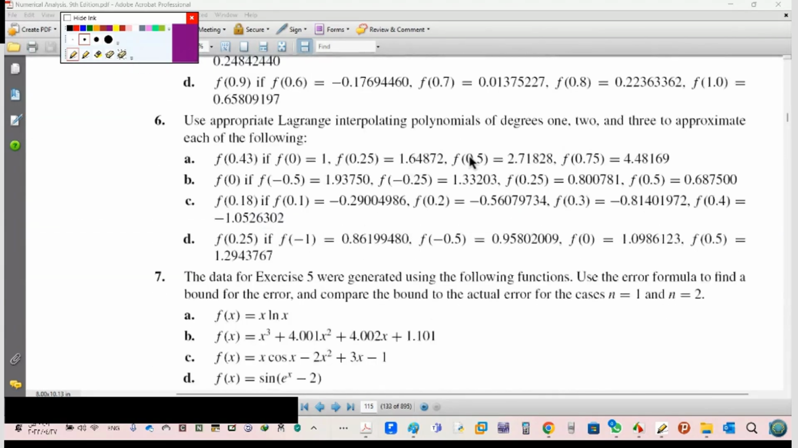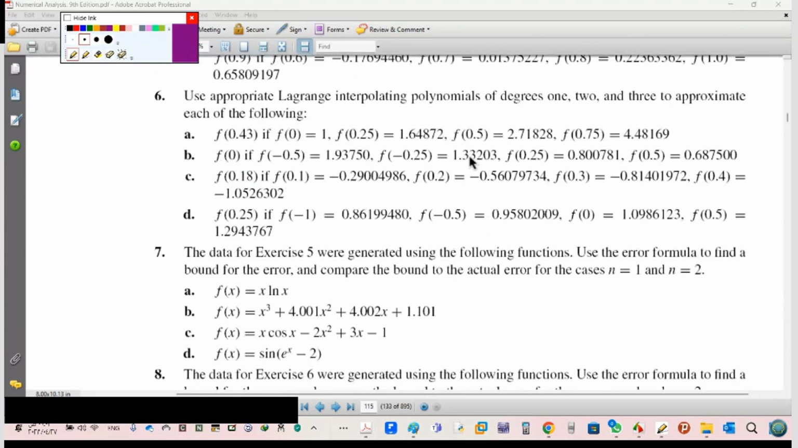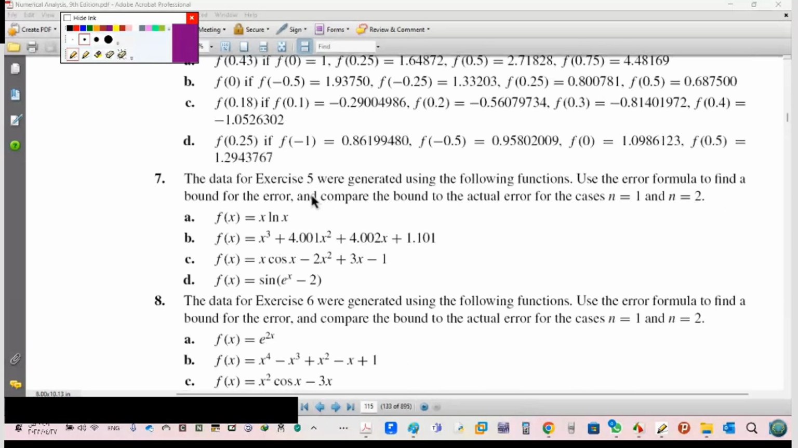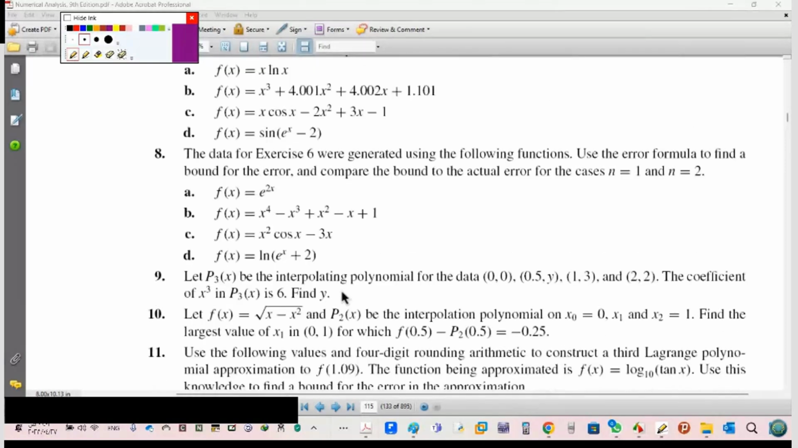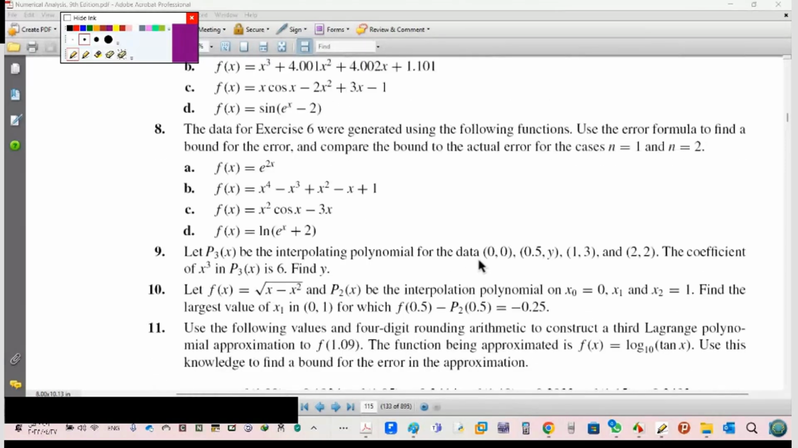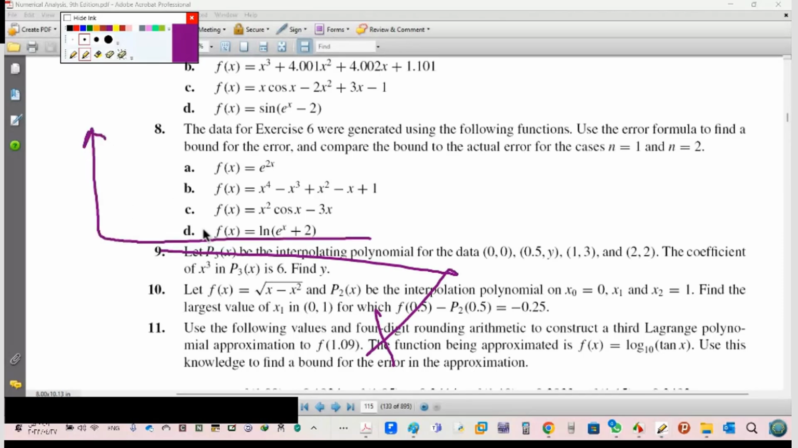Okay, up to 6, you have to study for the exam. And 7, for example, he said the exercises in 5 were generated using the following function. Use it to find the error. Here, until 8, you can study. After that is cancelled. So until 8, you can select, solve and find the result. Any question for today? Is it clear for you?